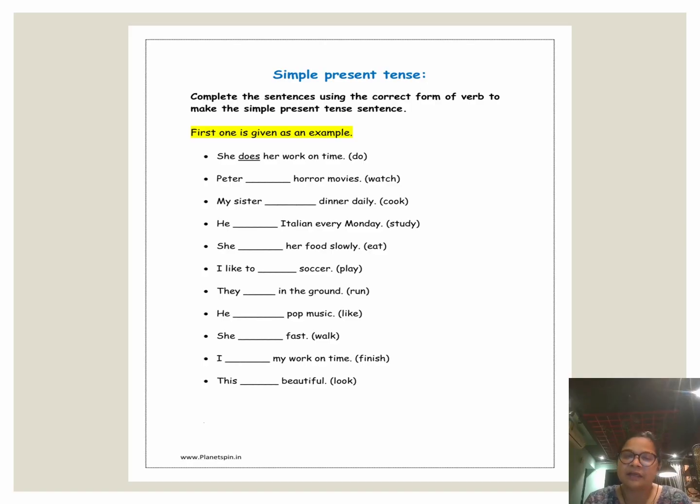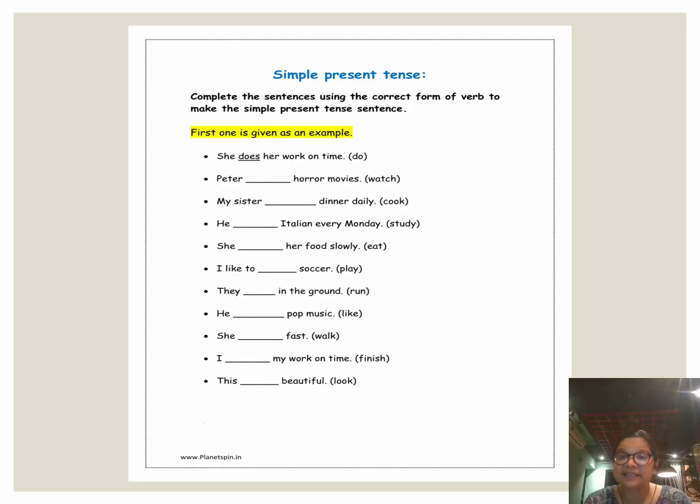So here are some questions that you can do as exercise. Complete the sentences using the correct form of the verb to make the simple present tense sentence. First one is given as an example. She does her work on time. The verb is do, which is there in the bracket. So she does her work on time.